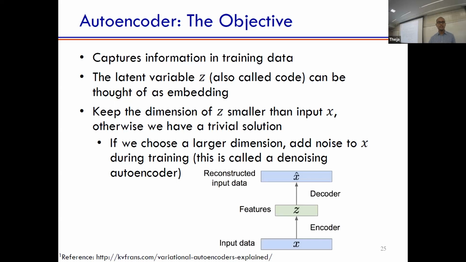But if you choose Z to be the same dimension as X, I think we discussed this last time, then a trivial solution is to just have the encoder be an identity function and the decoder be an identity function, right? Obviously, there are some applications where it makes sense to have Z the same size or a little bit bigger. Those are called denoising autoencoders. So it's something to do with noise, but we'll not worry about that. So the canonical application is just getting down to lower dimensions.